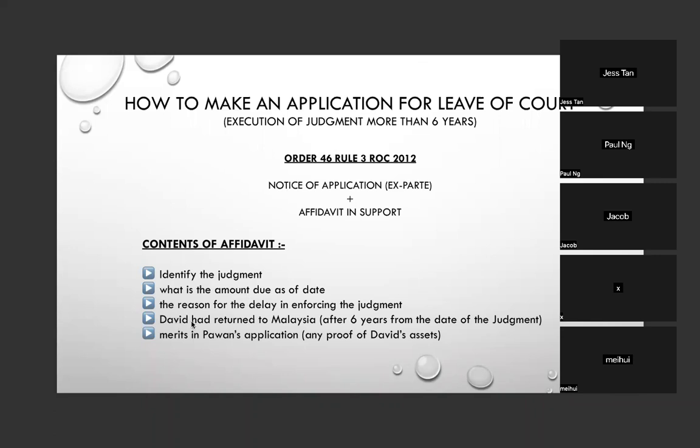So when David has returned to Malaysia after the 6 years from the judgment, now you are filing this particular application. So you actually have to put in more facts regarding the merits of the application itself, whereby if, let's say, you have the details of David's assets, then you can put it in your application itself.